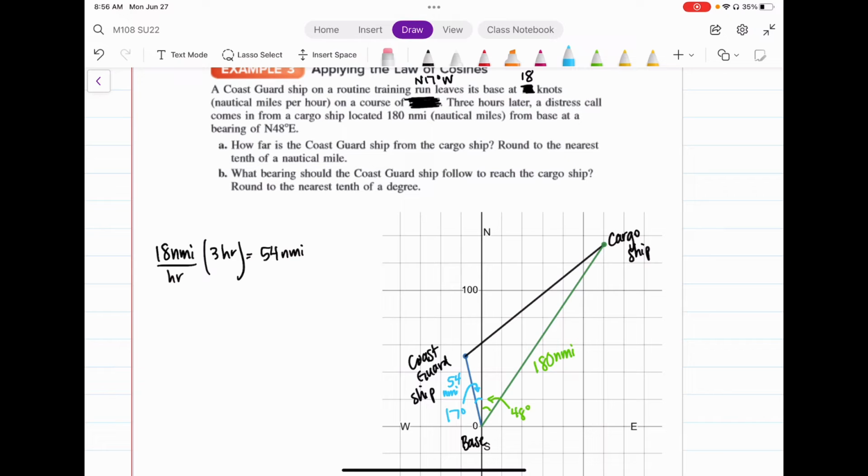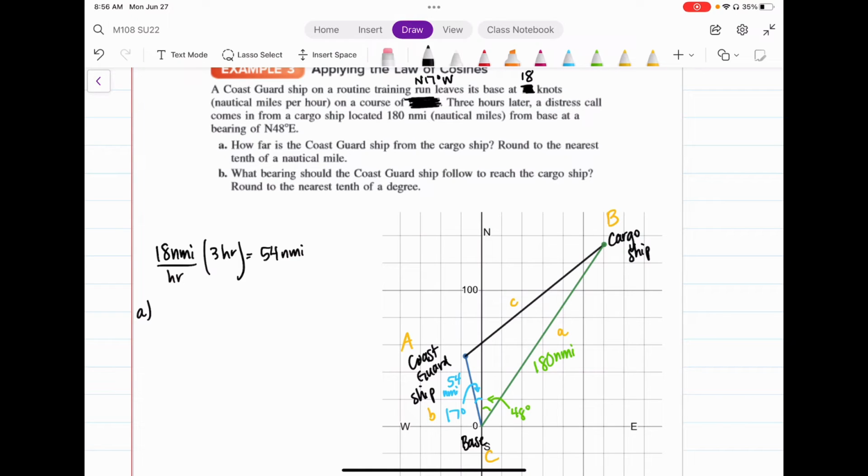We are asked the distance between the Coast Guard ship and the cargo ship. I'm going to label the triangle using A, B, and C. Let's call the Coast Guard ship A, the cargo ship B, and the base C. Then the 180 nautical miles is going to be opposite of angle A. We'll call that little a. The 54 miles is going to be opposite the cargo ship angle B. Let's call that little b. And then the base across from that side distance is going to be side distance C because it's across from angle C. We want to find side C, and we're given side angle side, which we can use the law of cosines for.